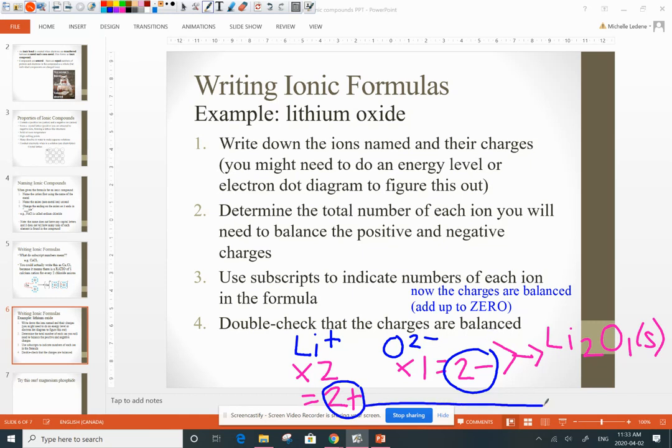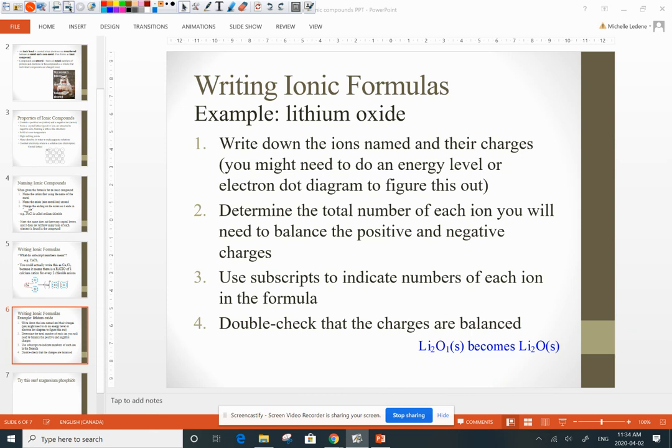So this multiplier that I use becomes the subscript in the formula. Li2, oxygen, I just multiplied by 1. And so his multiplier is 1. Li2O1 becomes the formula for this ionic compound, lithium oxide. So again, we typically don't write a 1, we just write Li2O solid. Okay, so that's how we write our formula for lithium oxide.